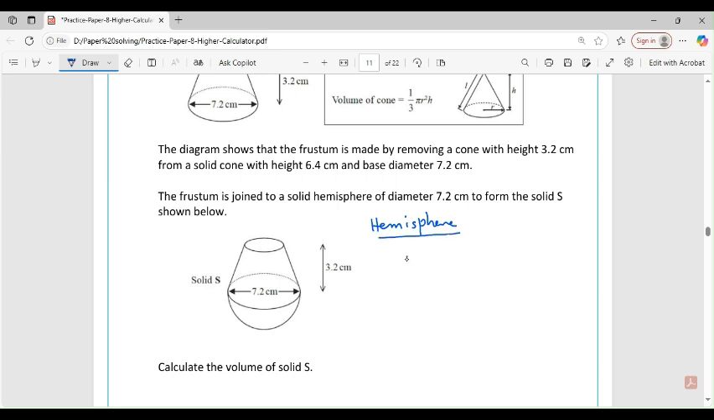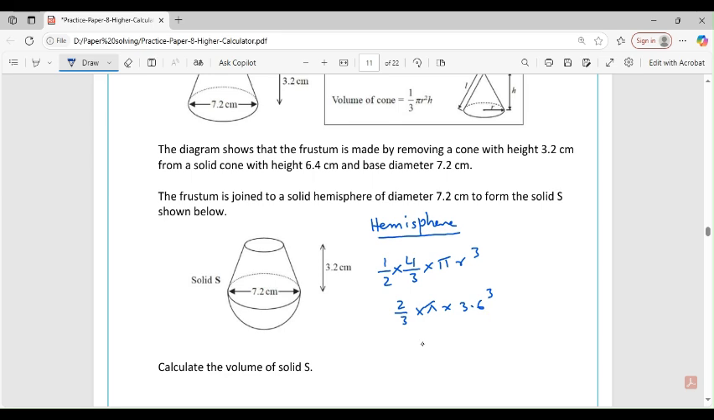So the formula is 4 over 3 times pi r cubed. Now it has to be divided into two different parts. That means 1 over 2. Half of the sphere is called a hemisphere. So once this is calculated, it's going to be 2 over 3 times pi r cubed, where r is half of 7.2, which is 3.6.